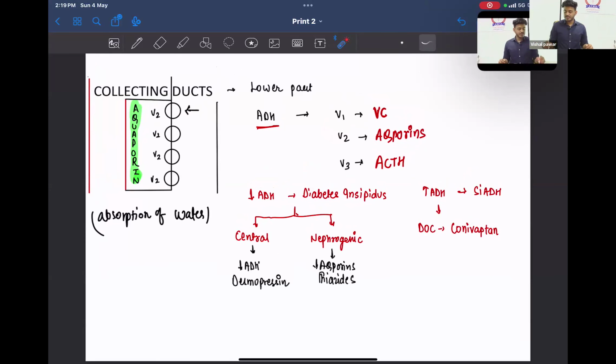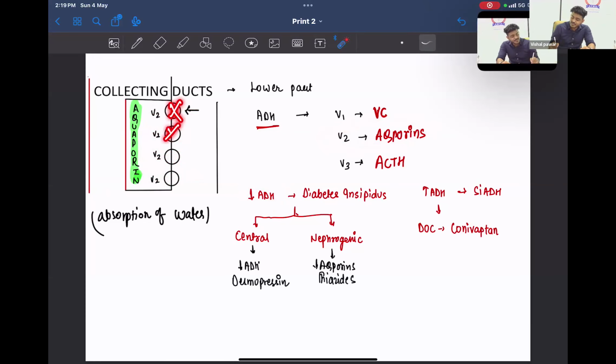So what is going to happen? If we are having these V2 receptors, this V2 receptor has a function to absorb the water. The function is to absorb the water. And now what is going to happen? You are having a decrease in the ADH. If you are having a decrease in the ADH, a decrease in the V2 receptor will be there. Yes or no?